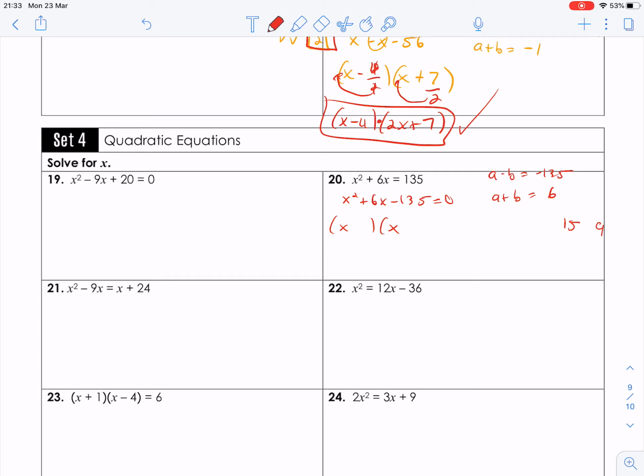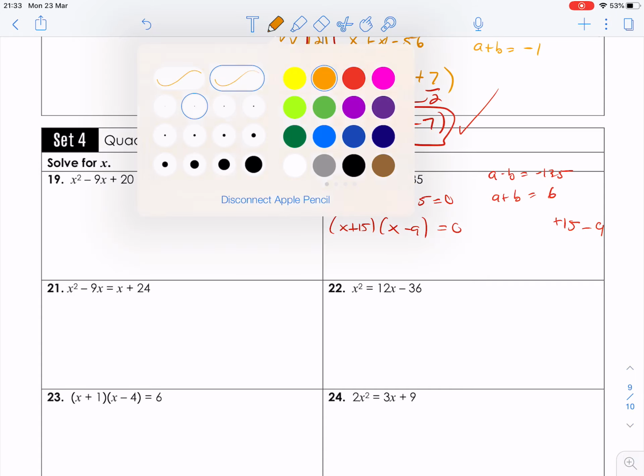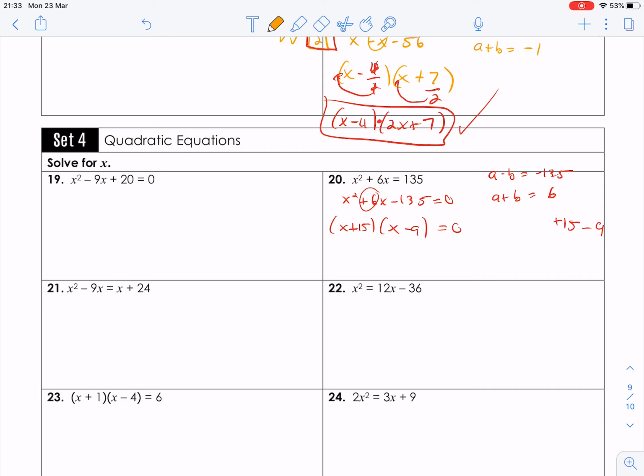Because there's 6 away, one's going to be the negative. This is going to be positive, this is going to be negative, because we have a positive 6 here. So we have x plus 15 and x minus 9 equals 0. Now this is nice. Now we can solve for each x since we're equaling 0.